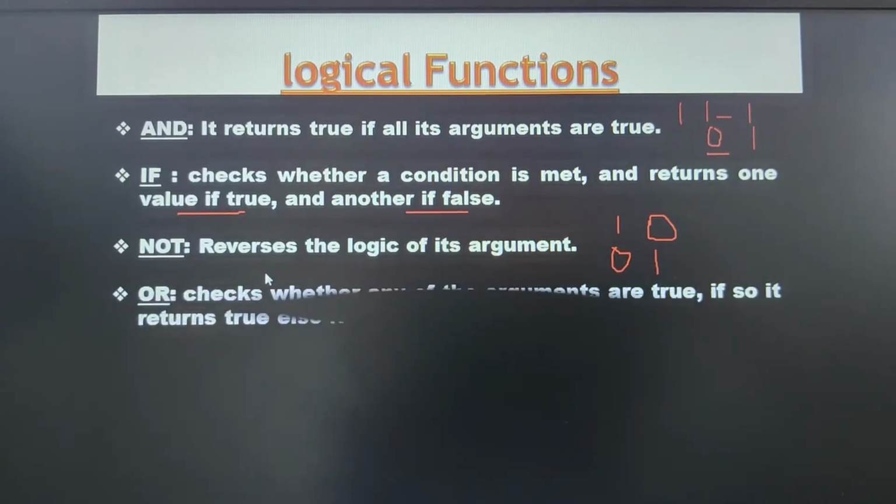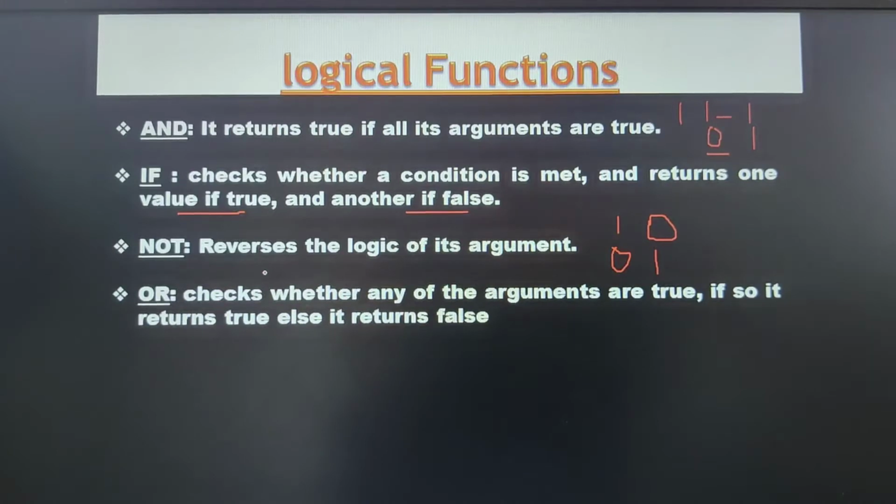Let us discuss the next one, that is OR. What is the use of the OR function here? It checks whether any of its arguments are true. If so, it would return true, else it would return false. As we have taken the condition, if the age is greater than or equal to 18 and the person is not a citizen of India, still it would return the answer as true, because in the case of the OR condition, if either of the conditions is satisfied, the overall result would be true.